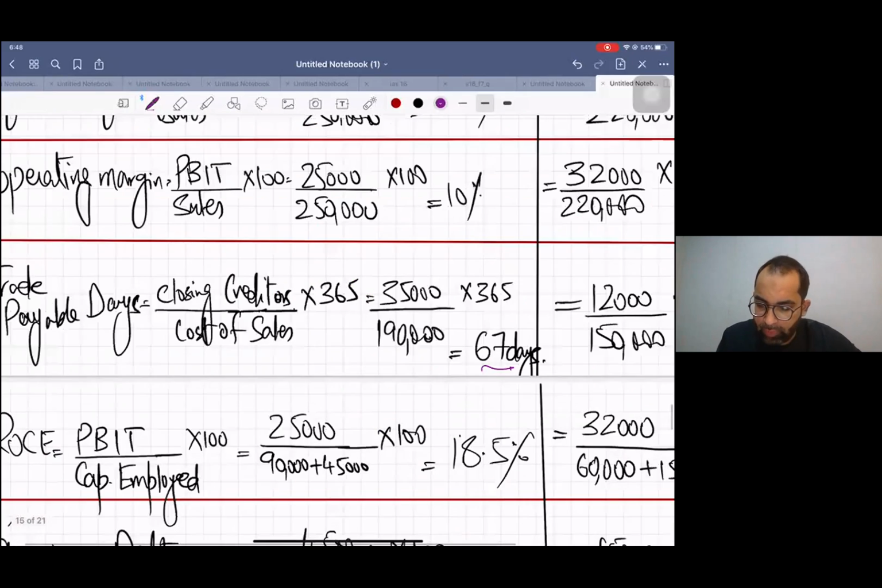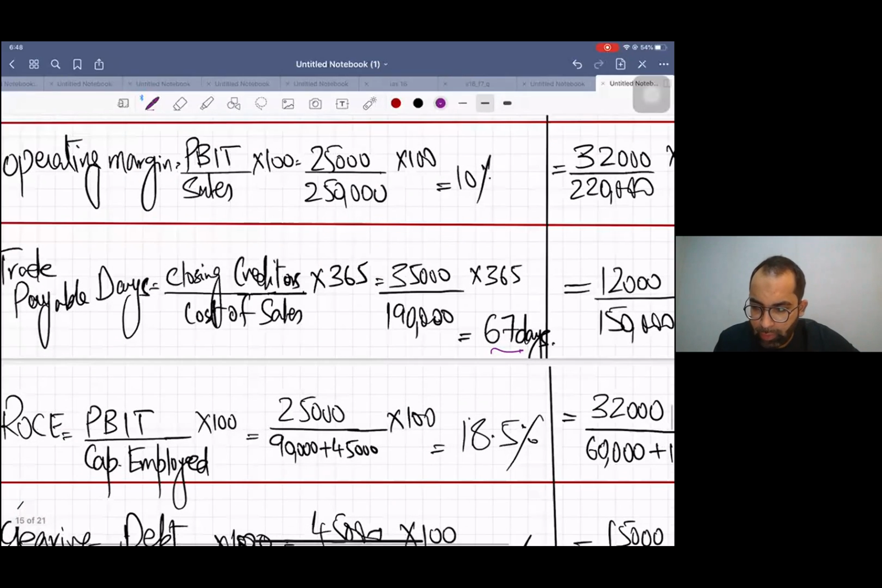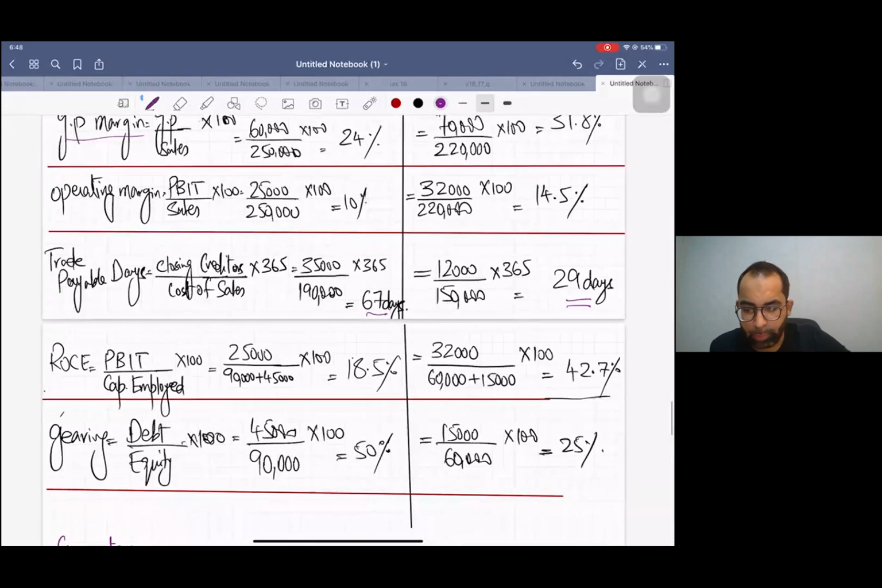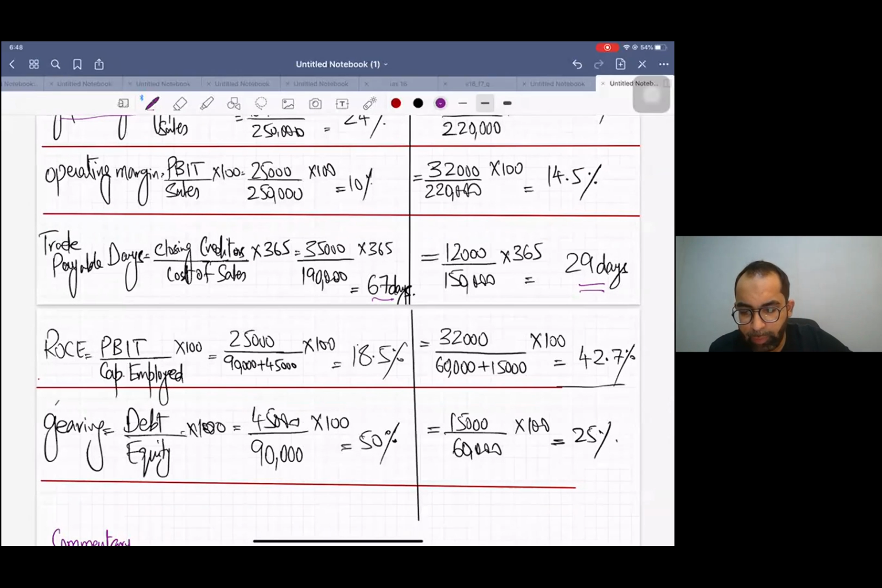See this, your PBIT is 25,000 over debt plus equity into 100, which gives 18.5%, and this is 42.7%.